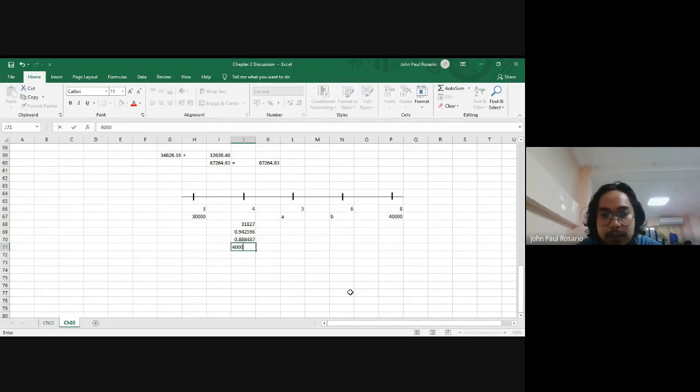Now for our 40,000 times 1 plus 0.06 over 2 raised to the power of 2 times what? It's negative 4. So to solve, we add the two of them. The unknowns are the payments, and then we have the liabilities.